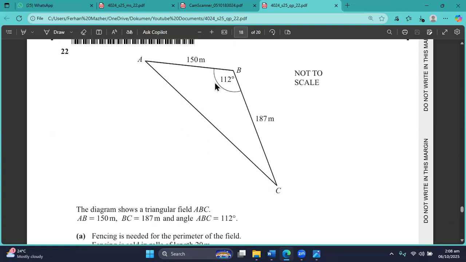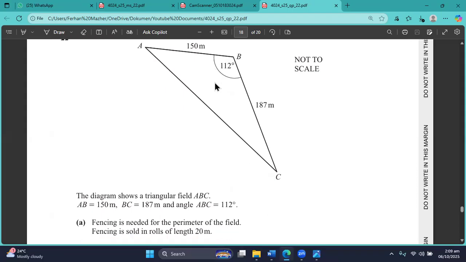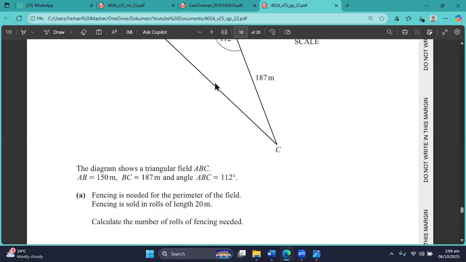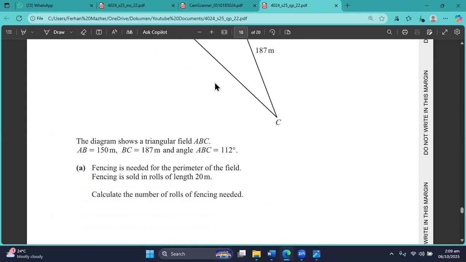Okay. Question number 22. He says the diagram shows a triangular field ABC. The AB is 150 meter, BC is 187 meter, and the angle ABC is 112 degree. Fencing is needed for the perimeter of the field. Fencing is sold in rolls of length 20 meter. He says calculate the number of rolls of fencing needed.